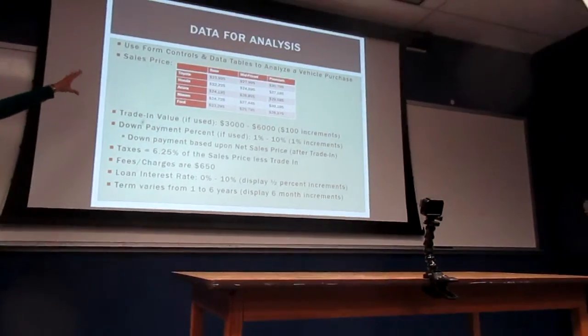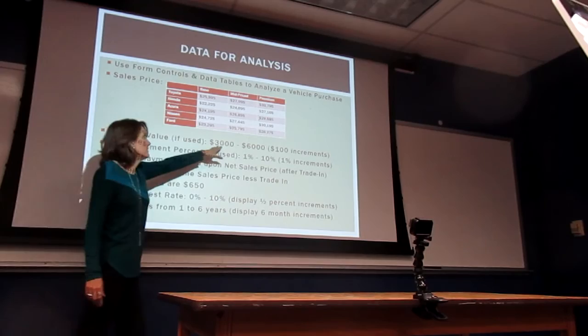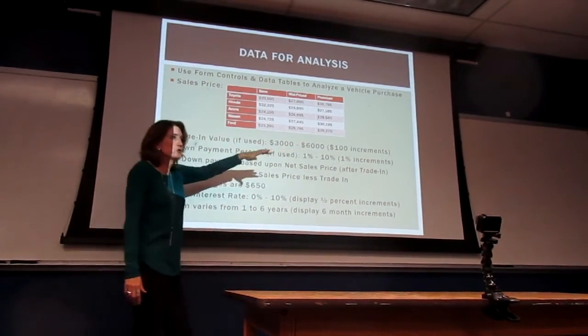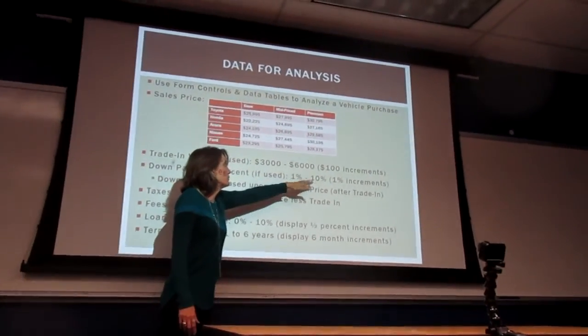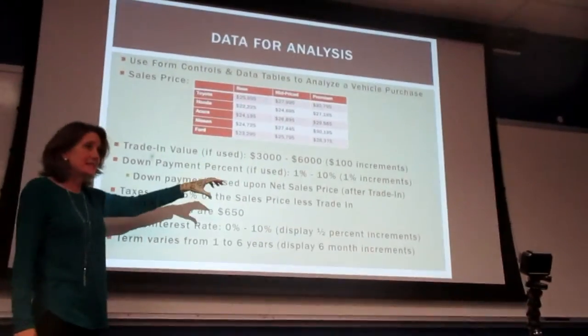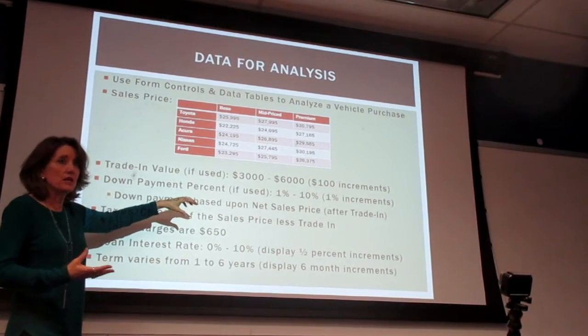So there are the automobiles. They will get to decide if they have a trade-in or not, and these are the parameters for what the trade-in could be: from $3,000 to $6,000, in $100 increments. The down payment's going to be a percent if they decide, between 1% and 10%. The down payment is based off of a net sales price, meaning the sales price minus the trade-in amount.